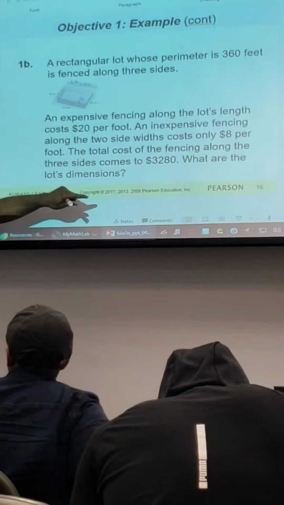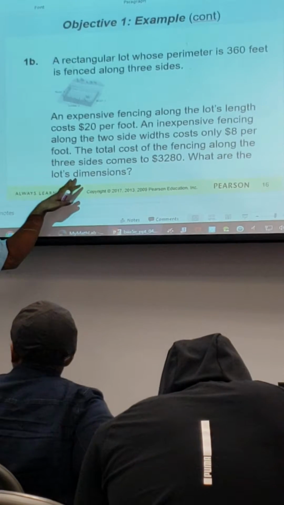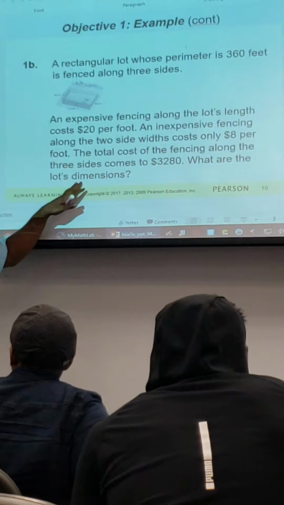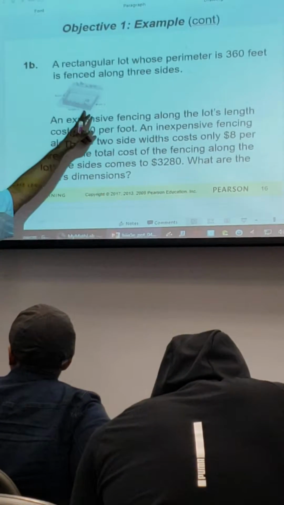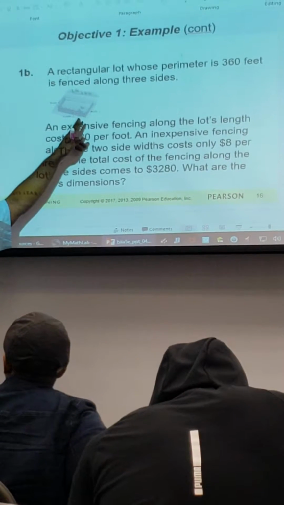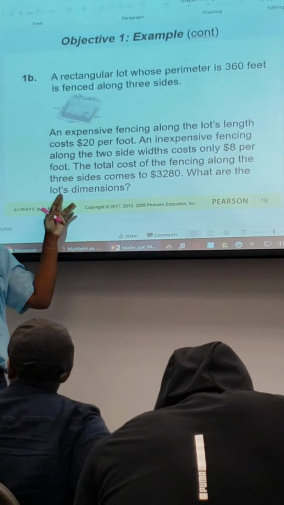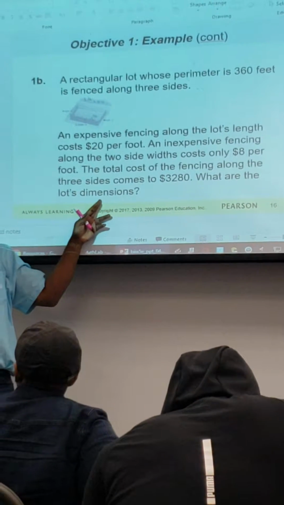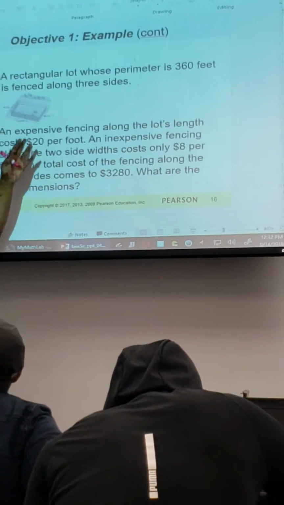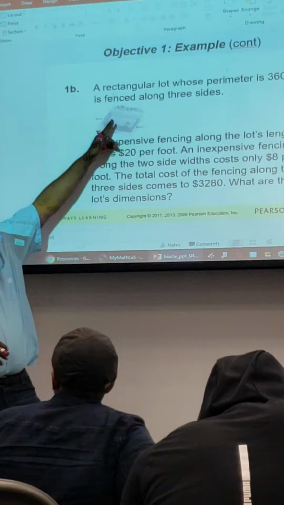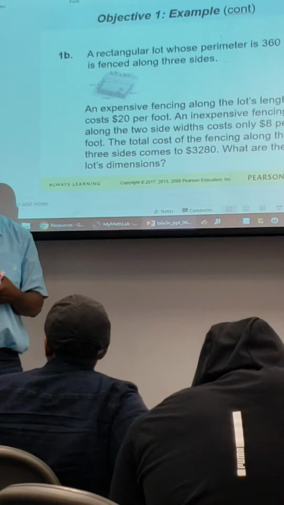They ask you, what are the lot's dimensions? What are the length and the width? They didn't spell it out. The dimension here means the length and the width, but they already put it in terms of y and x for you. They could have asked, what is the length of the lot and what is the width of the lot. But because they give you this picture and already put the y and the x, you know it's the x and y they're solving for.